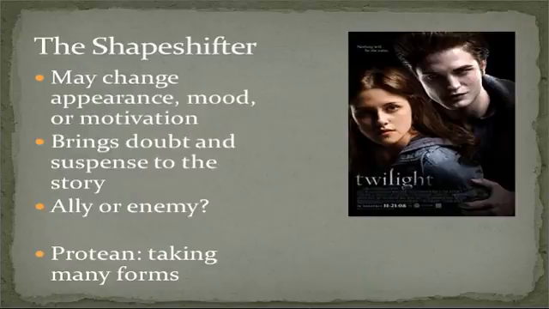The Shapeshifter may change appearance, may change mood or motivation. They bring doubt and suspense to the story. Are they an ally or are they an enemy? We talk about the idea of a protean character taking on many forms. Oh, Stephanie Meyer, I read all the Twilight books so I could talk about them with my students. She gets her archetypes though, doesn't she?